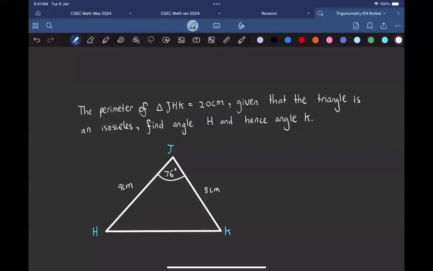Right, ladies, so you all can try that question. By the way, I changed it. It's no longer an isosceles triangle, meaning that the two sides are not the same.